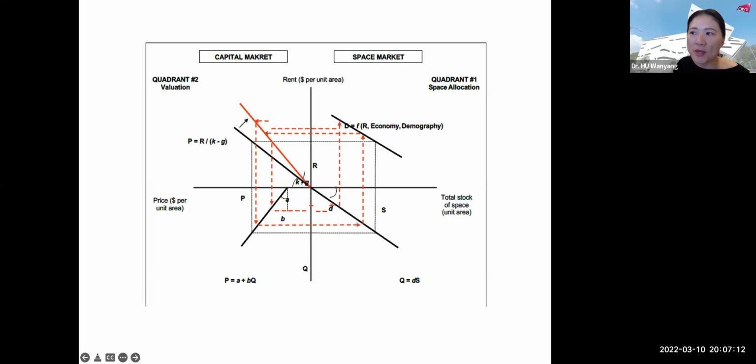So now the rent becomes higher, then the price will actually be higher. And if the price becomes higher, the new supply will expand again, and this will further expand the stock. And if the stock further expands, then the rent will be lower. So this is a dynamic adjustment, and we will come to a new equilibrium in the end.